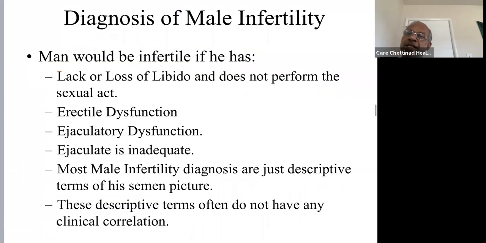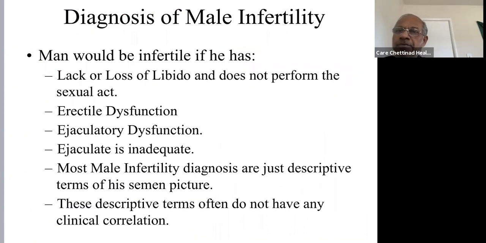Well, when do you diagnose a man as infertile? A man would be infertile if he has lack or loss of libido and does not perform the sexual act. That's very obvious. If he has problems in erection, he has erectile dysfunction and is unable to perform the sexual act. If he is able to perform the sexual act but is unable to ejaculate, there are men who have problems with ejaculation. They have ejaculatory failure, or they have retrograde ejaculation, which means the ejaculate, instead of coming forward, goes back into the bladder. So these conditions can also produce male infertility.